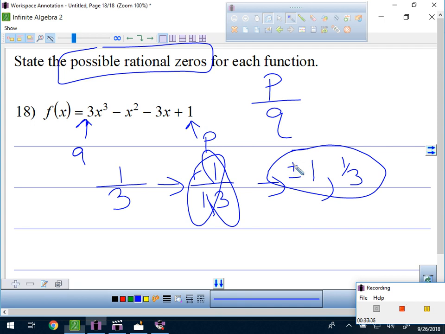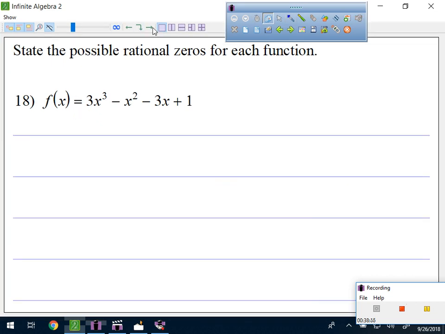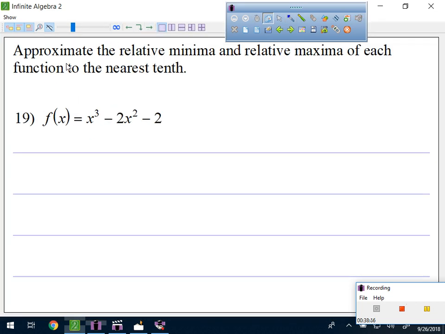For test 4, here's the first question. It says, approximate the relative minimum and maximum of each function to the nearest tenth.